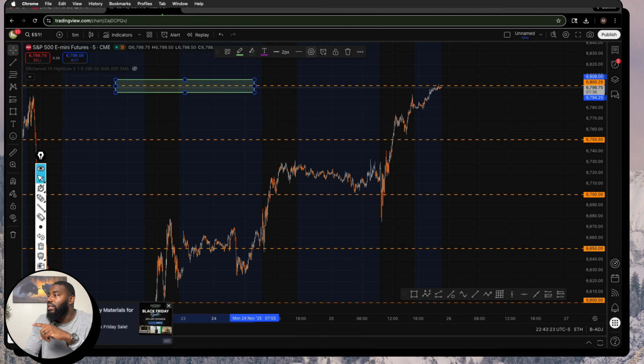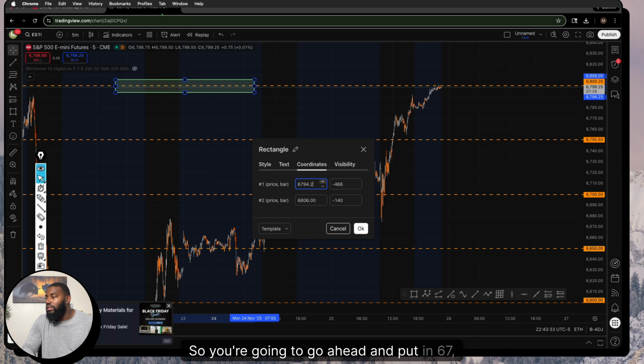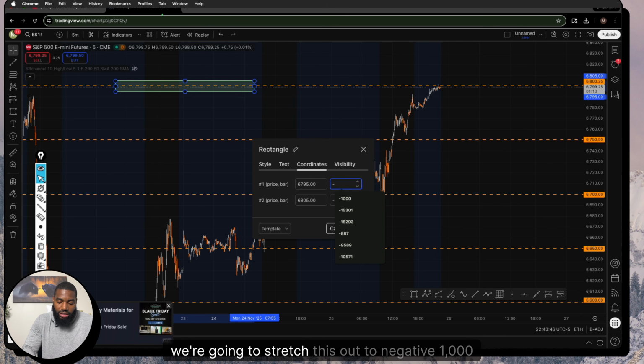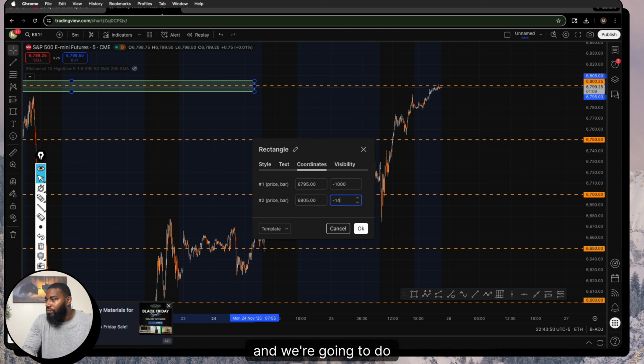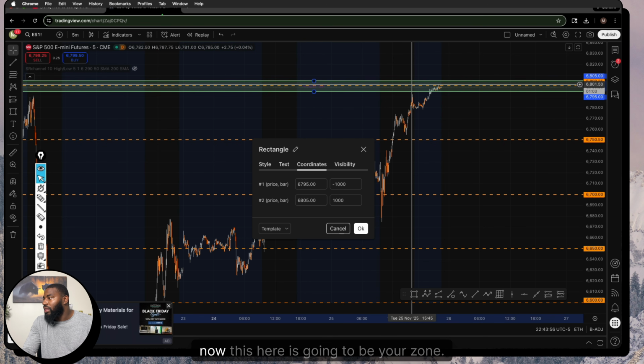We're gonna hit this settings button, and this is the 6800 level. So you're gonna go ahead and put in 6795 and 6805. We're going to stretch these out to negative 1000 bars, and we're going to do positive 1000 bars. Boom. Now, this here is going to be your zone.